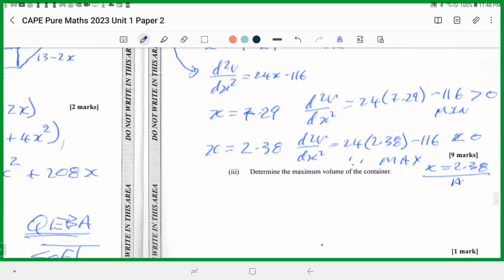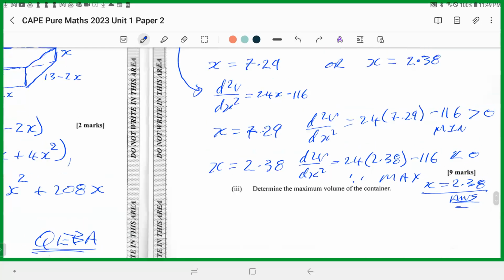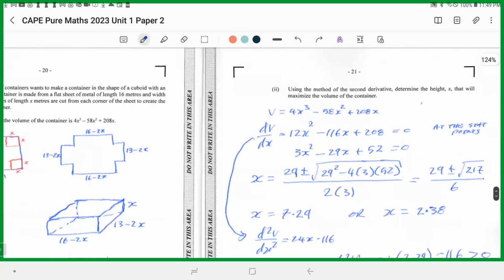That's the answer. That value of x will maximize. And then it says determine now the maximum volume of the container. So to do that, plug this now back into the volume formula right up here. Plug it in there. That will give us a maximum volume. Then we copy it on again.